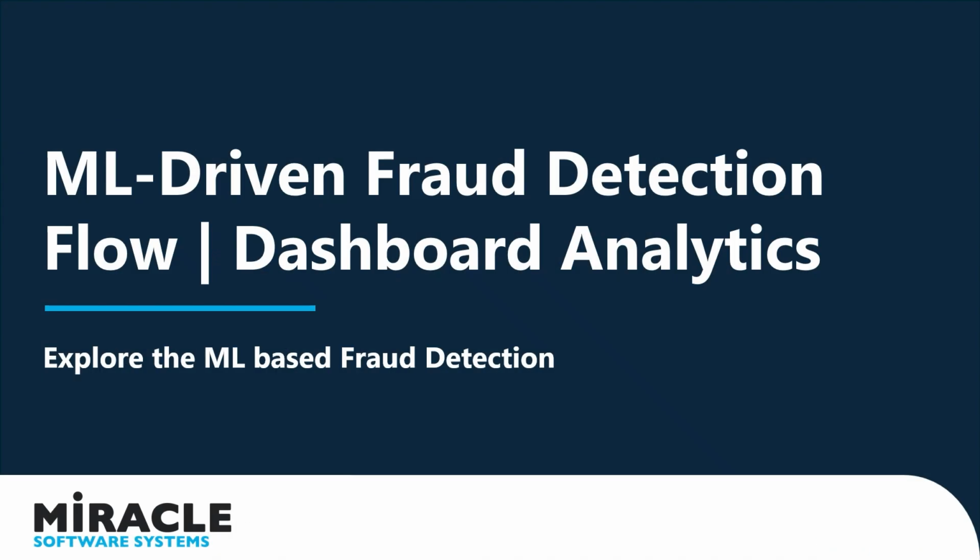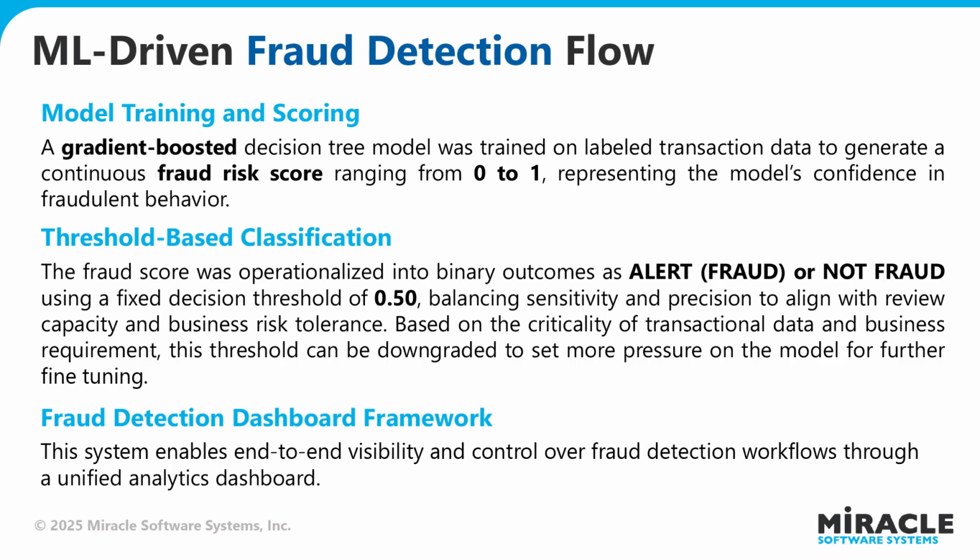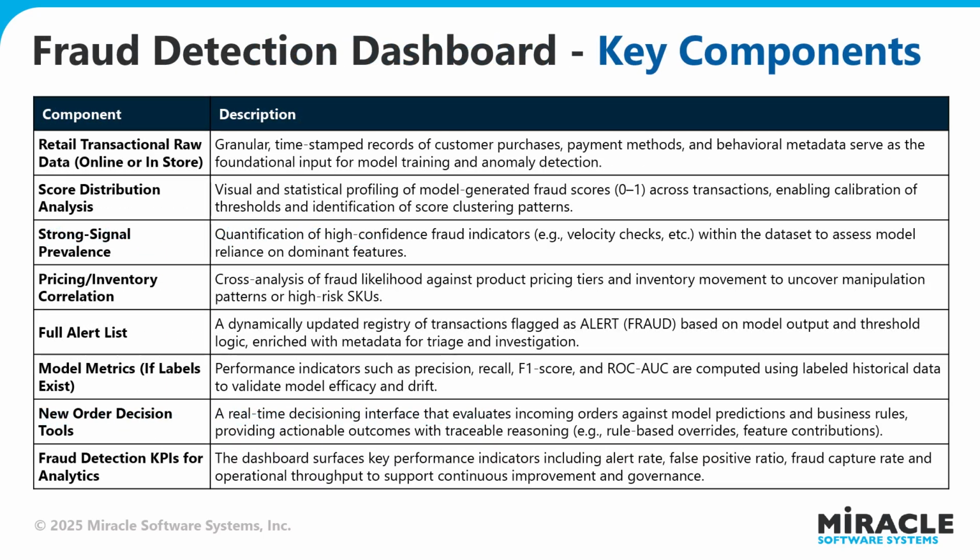Before I walk you through the solution, let me first highlight the flow of our ML-driven fraud detection approach. The process begins with model training and scoring, where we train the ML model on retail transaction data to learn patterns of fraudulent behavior. Next, we use threshold-based classification. The model generates a fraud score for every order, and that score is interpreted through a decision threshold. This threshold acts as a business control. Lowering it captures more suspicious activity, while raising it reduces false positives. Finally, the results are operationalized in a fraud detection dashboard framework, which brings all these insights together in one place for executives, analysts, and operations teams. With this flow in mind, let's now move to the solution view and see how it delivers value in real time.